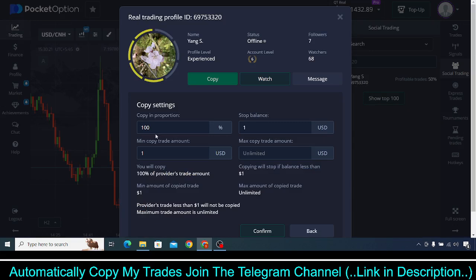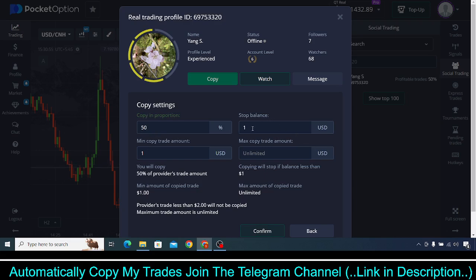So that means if you copy 100% of our trade, then you will be copying our $200 per trade. But if you copy 1% of our trade, then you will be automatically copying $2 per trade whenever I make $200 per trade, okay. So 1% is equal to $2. In that ratio you can calculate. If you want to copy $20 per trade, then make it 10%. If you want to copy $100 per trade, then make it 50%. In this way you can move this copy in proportion up and down, okay, and leave everything empty.